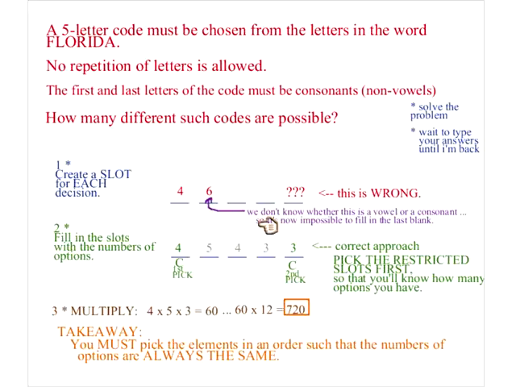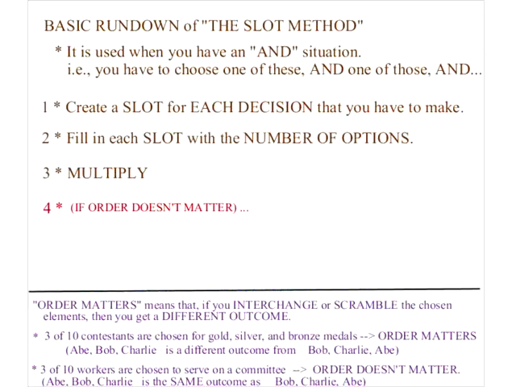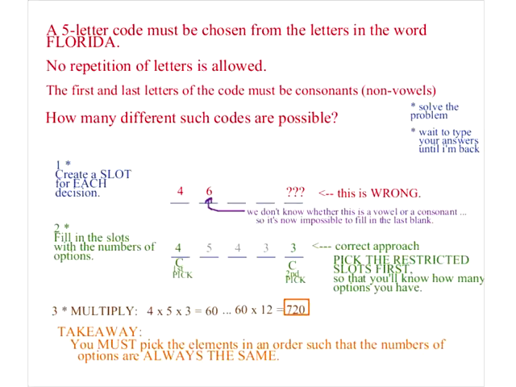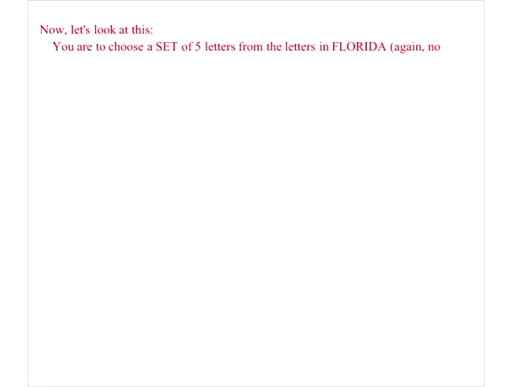Okay, let's look at another variation on this, and now we're going to discover what this fourth step is going to be. What do you do if order doesn't matter? Sorry, you're not seeing these problems yet. Okay, now let's look at this. Let's say that you are to choose a set of 5 letters from the letters in Florida. Again, no repetition. How many such sets are possible?